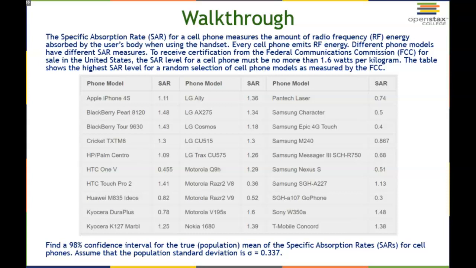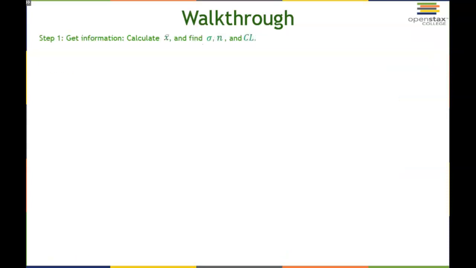We want to find a 98% confidence interval for the true population mean of the specific absorption rate, SAR, for cell phones. We are going to assume that the population standard deviation, sigma, is 0.337. So at least we're given sigma, but we are not given our x bar. We're not given our sample mean. That means we have to calculate it ourselves. First step, we have got to get some information. We're going to have to calculate our x bar, and figure out what our sigma, our n, and our confidence level are.